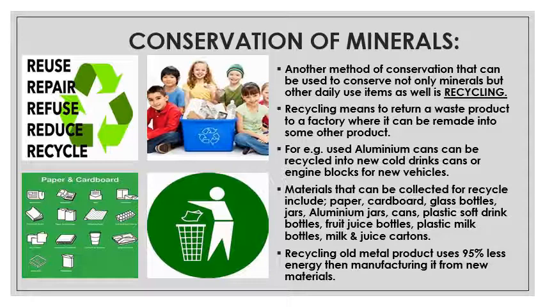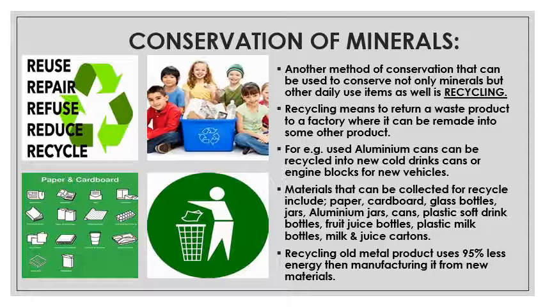Recycling old metal products uses 95% less energy than manufacturing from new material. For example, if we have to make anything from iron, first of all, we have to extract it from its ore, then put coke on it for its purification, and so many other reactions are there for its purification. Then we have to put it into a furnace, then melt it, and then cast that iron into different shapes, which is a very costly affair.